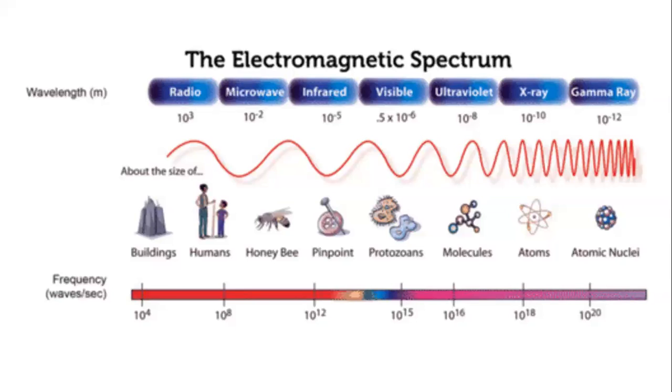Electromagnetic waves carry energy through matter or space as vibrating electric and magnetic fields. Electromagnetic waves have a wide range of wavelengths and frequencies. The complete range is called the electromagnetic spectrum. Here we see all the waves of the spectrum. The waves used by radar guns are microwaves.